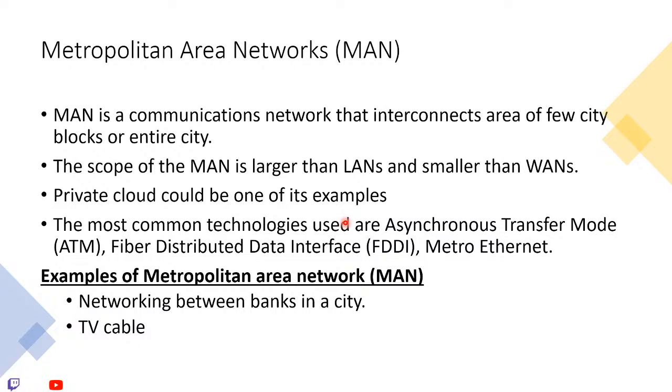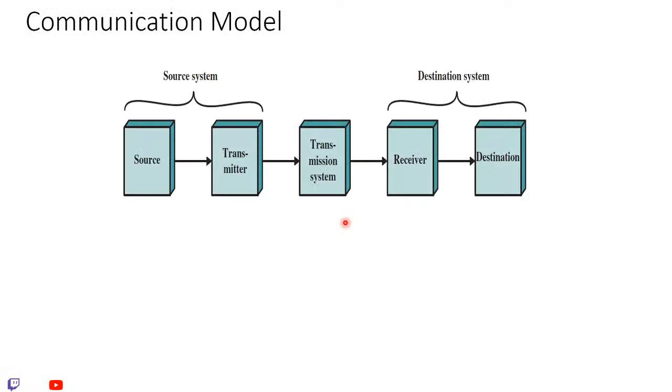So now coming up to the next, which is the communication model. In the communication model, how it works is there is a source system and there is the destination system. To transmit the data from the source system to the destination system, there is a transmission system. The source system again consists of the source and the transmitter. The source is the device and it has the transmitter to transmit to the transmission system, and the destination system has the receiver to receive it.